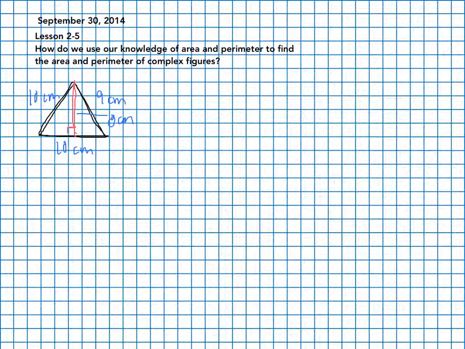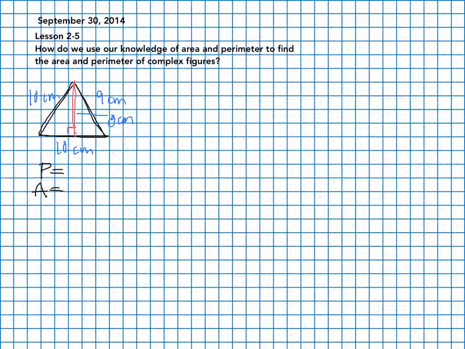Alright, for our first review problem, ladies and gentlemen, we've got this lovely triangle. First we're going to look for the perimeter of this triangle, and then we are going to look for the area of the triangle. So why don't you pause the video, work through the problem, and then check and see how you did.